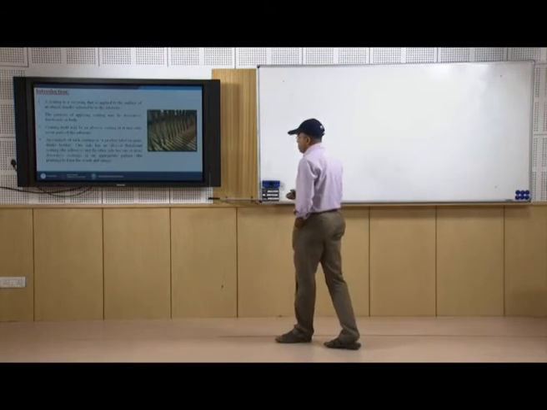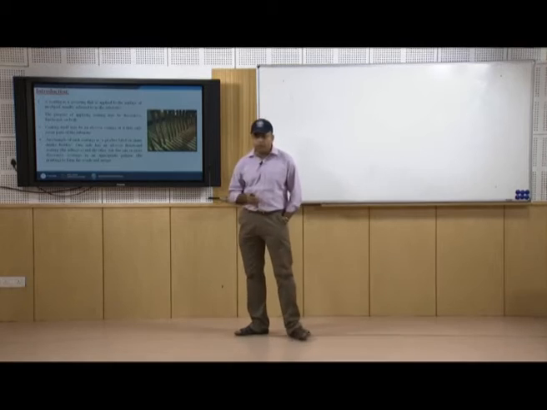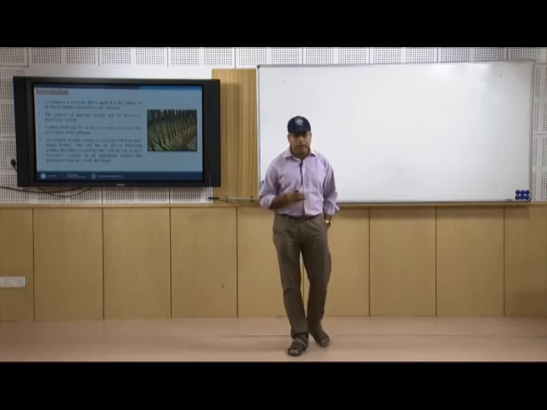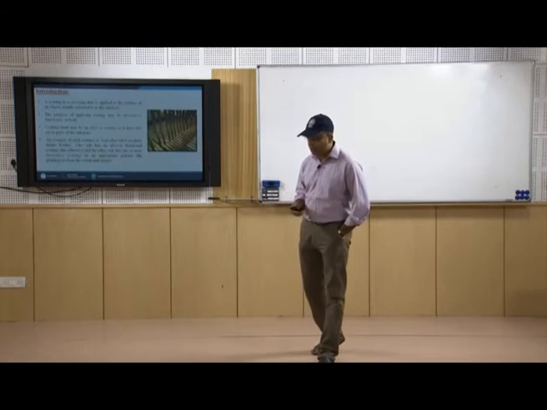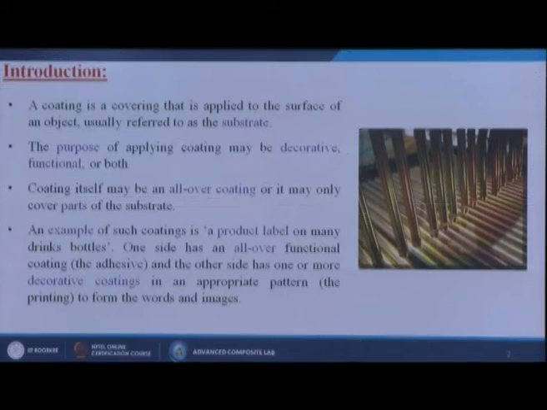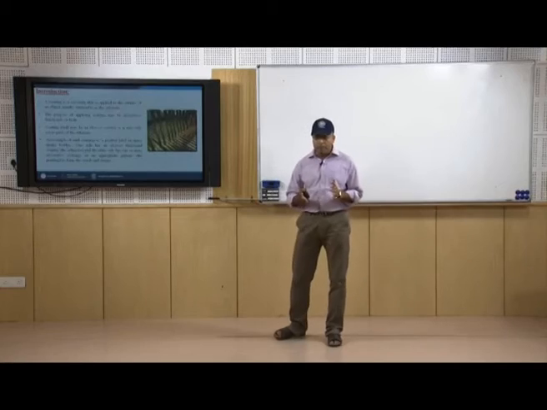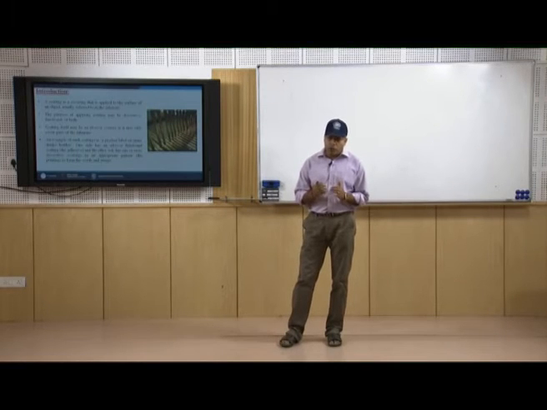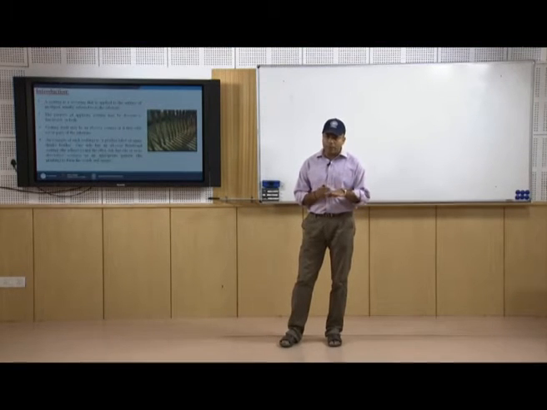Before we start, let us know what coating practices are, what the advantages of these coating practices are, and what benefits we actually get. A coating is a covering that is applied to the surface of an object, usually referred to as the substrate. The substrate is nothing but the material or the metal which we are going to coat. So that is the base.